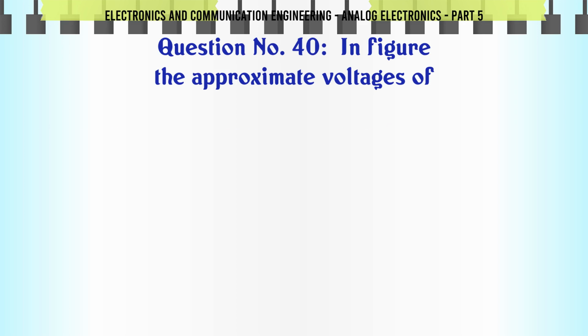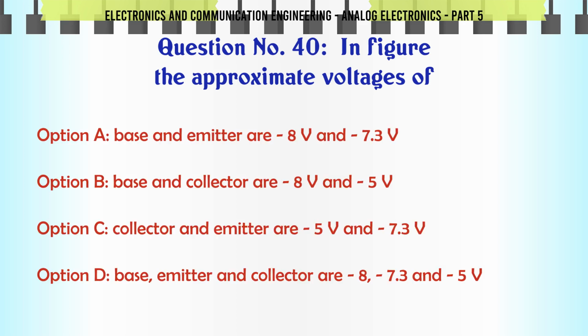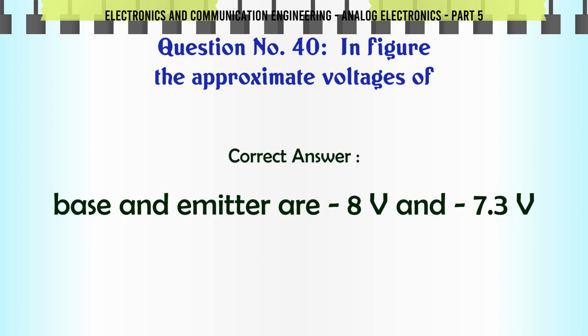In the figure, the approximate voltages are: A, base and emitter are 8 V and 7.3 V; B, base and collector are 8 V and 5 V; C, collector and emitter are 5 V and 7.3 V; D, base, emitter and collector are 8, 7.3 and 5 V. The correct answer is base and emitter are 8 V and 7.3 V.